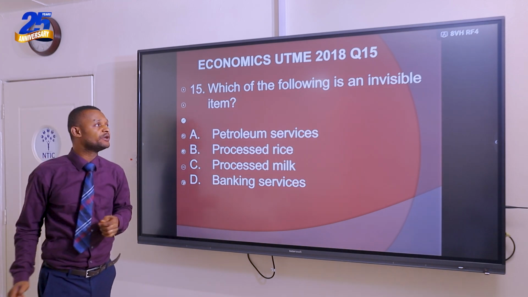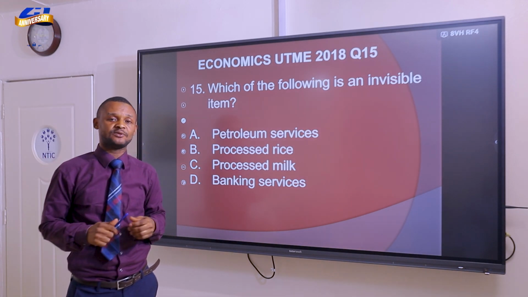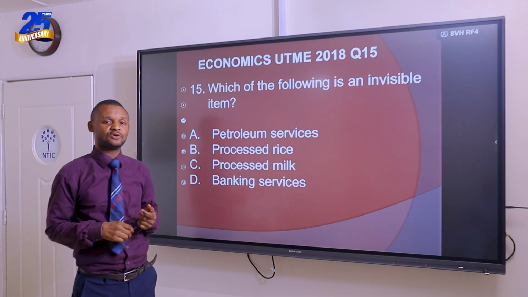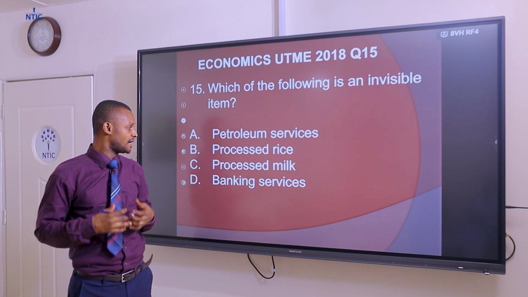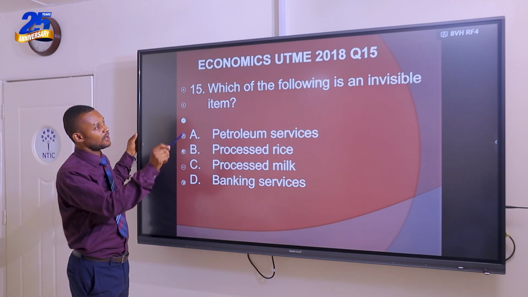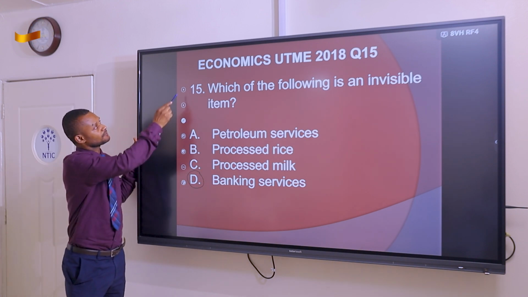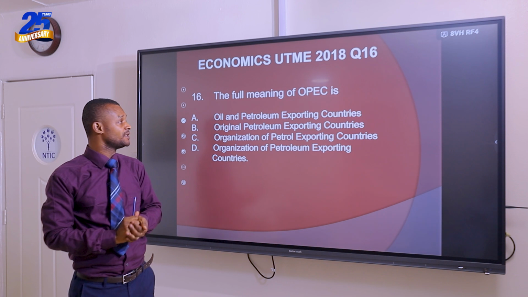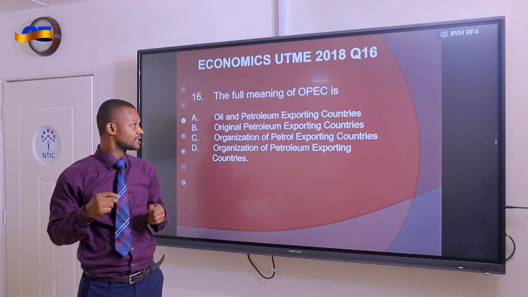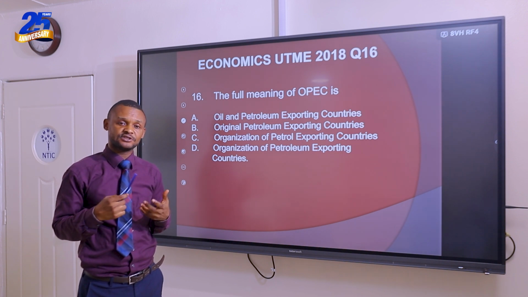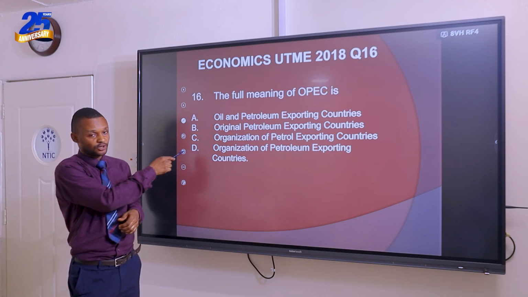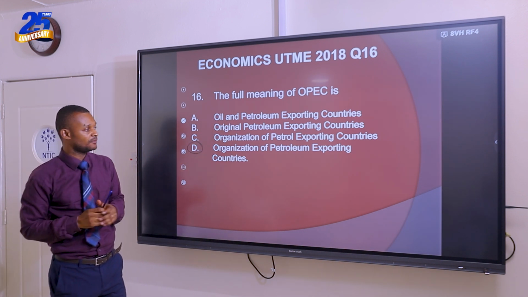Question 15. Which of the following is an invisible item? Invisible items are things that are intangible, that we cannot touch. So invisible items include things like insurance, banking services, and transportation and the like. So the answer to this question is option D. 16. The full meaning of OPEC is an organization of petroleum exporting countries. It's an organization of countries that produce oil. So the answer to the question is option D, Organization of Petroleum Exporting Countries.